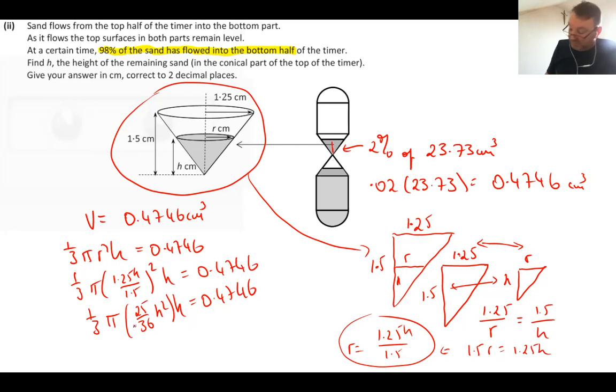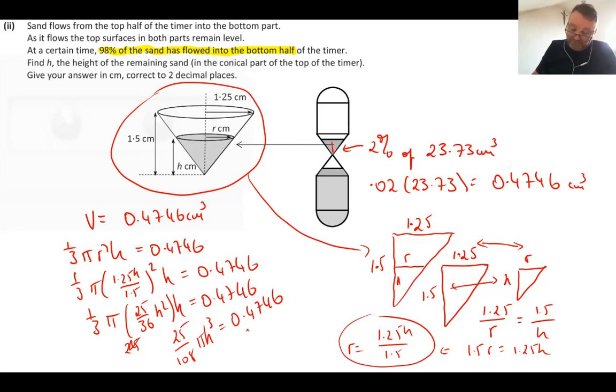Now, I have this done out, so I'm going to do it very quickly. I can find it here. Yeah, so we can multiply this out. We get 25 over 3 times 36, and that's going to be 108. 25 over 108 pi H cubed equals 0.4746.